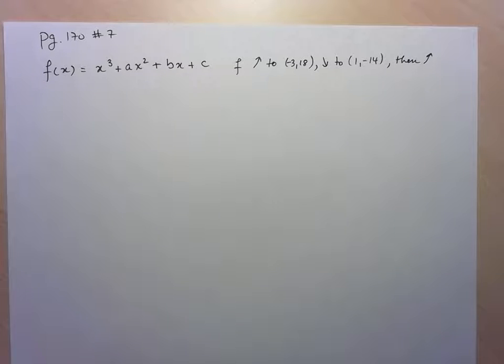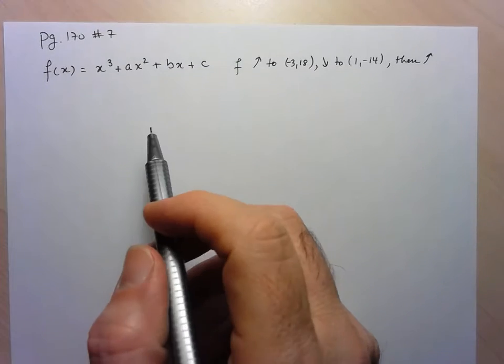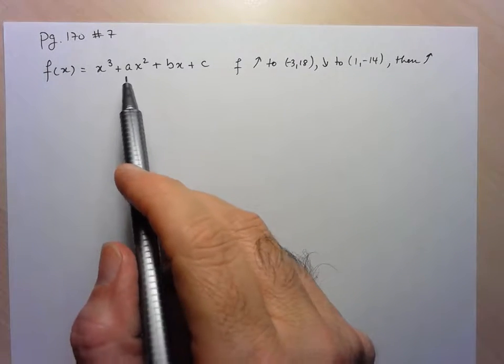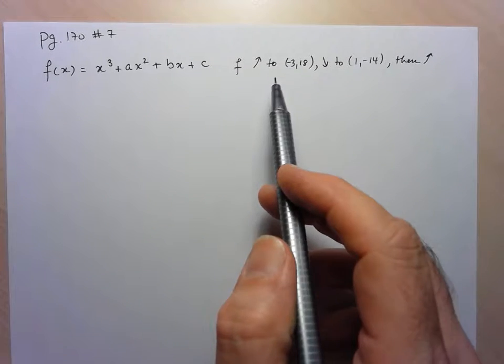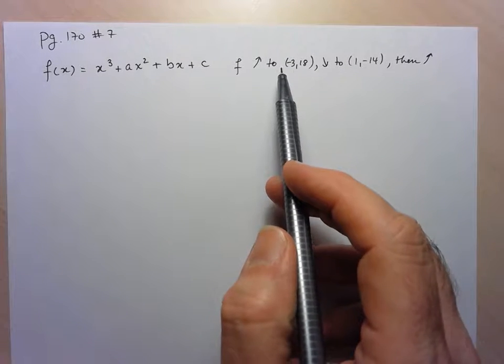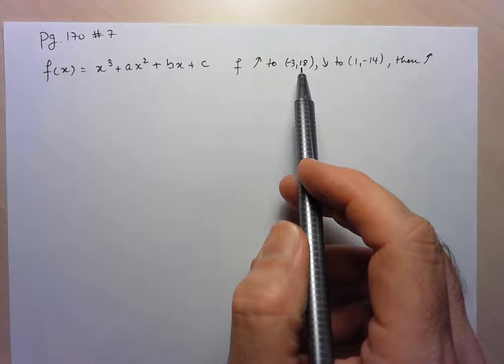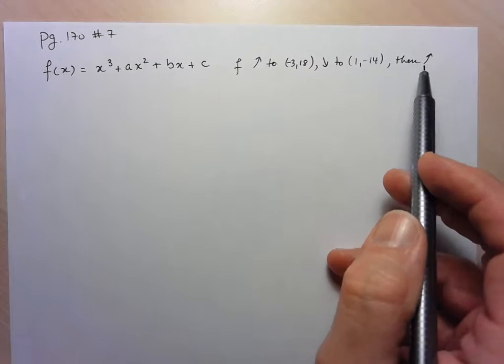Hi folks, we're going to take a look at number 7 from page 170. So here we have the equation of a cubic function with some unknown coefficients. What we want to do here is find these coefficients such that these conditions are satisfied. The conditions tell us that the function has to increase up to the point (-3, 18), then decrease to (1, -14), and then increase after that.